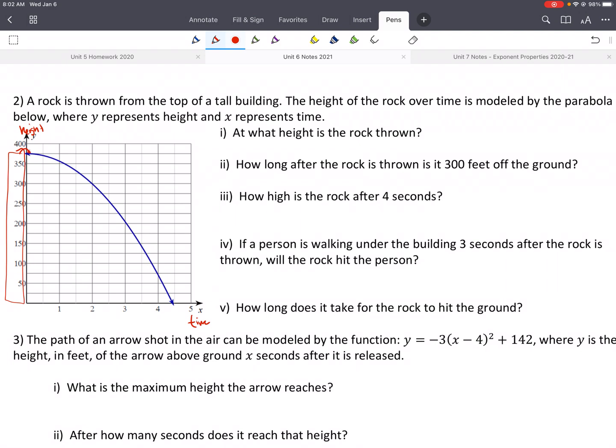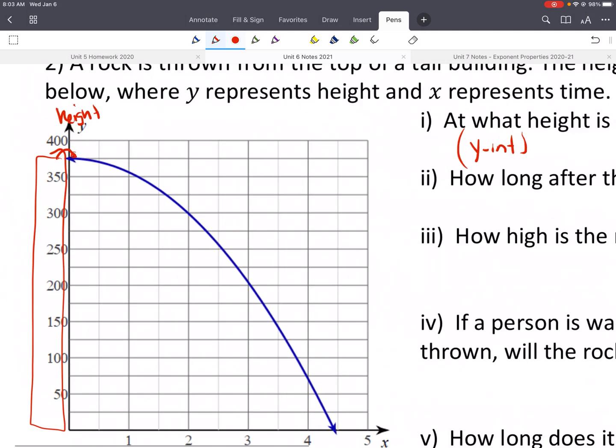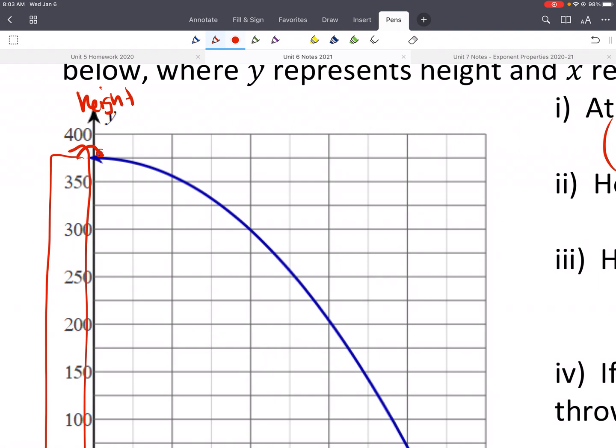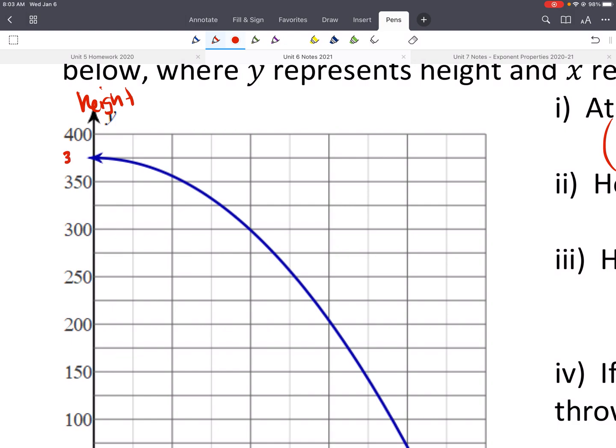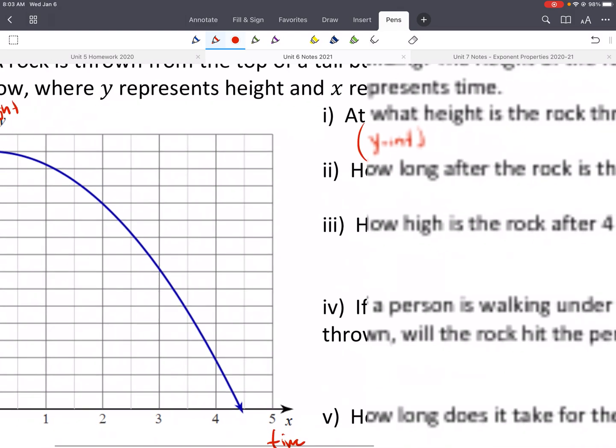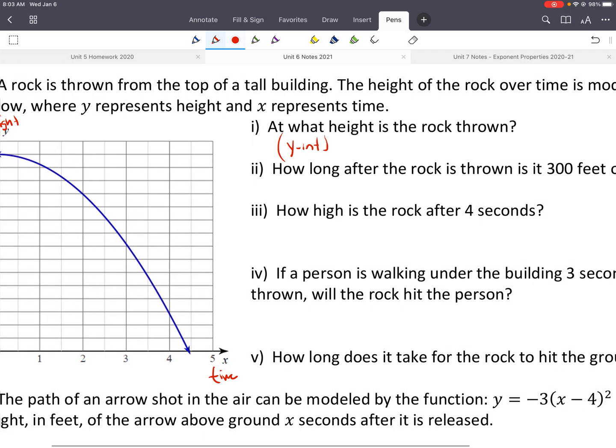All right, so at what height is the rock thrown? What is that key feature they're asking for? That's like your initial height, so it would be your y-intercept, or at least the height for your y-intercept. Maybe I'll erase that so it's not taking up all that space. It looks like it's maybe 375. So the initial height is 375, we'll just go with feet again.